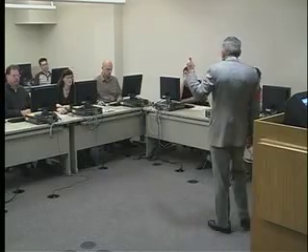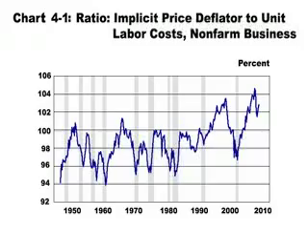Let's see. And what we'll click on next is profit margins. All right, now, can everybody follow along on this? Not too hard, huh? Okay, now, what is this? This is the implicit price deflator, numerator, top half of the fraction, divided by unit labor cost, bottom half of the fraction, denominator.